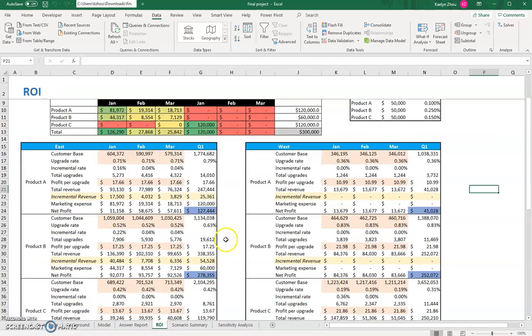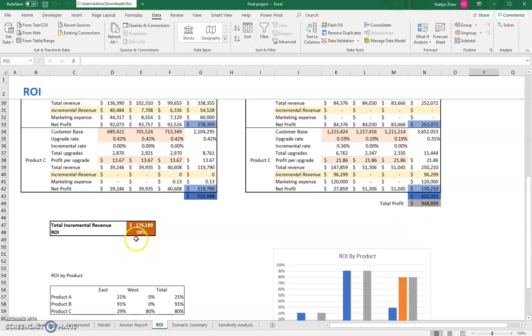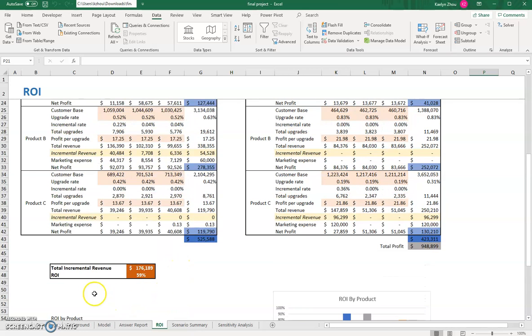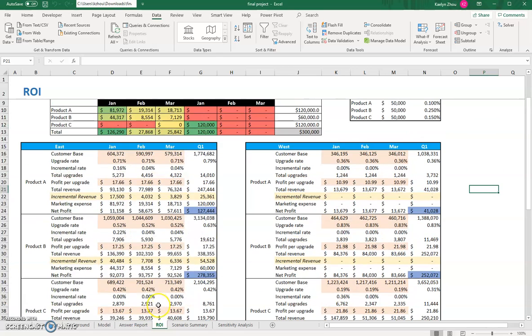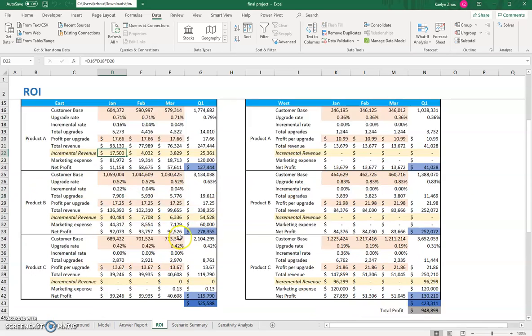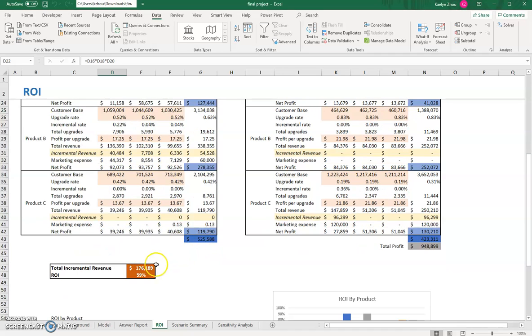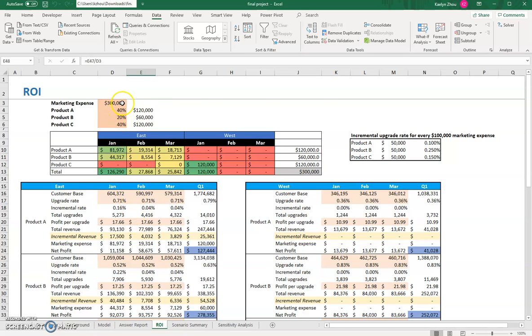In this ROI tab, I also calculated the ROI, the percentage of the investment. I inserted one more row here, incremental revenues. It is using the incremental rates times the customer base and then times the profit per upgrade to come up with incremental revenue. So we can have the total incremental revenue here and the ROI. ROI is the total incremental revenue divided by the total marketing expense here.